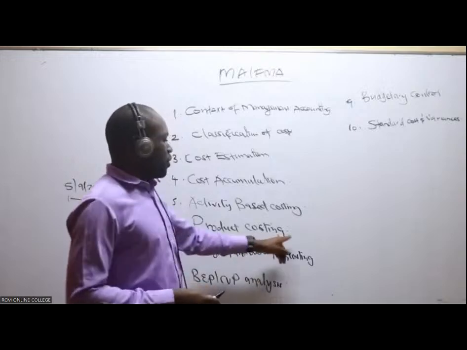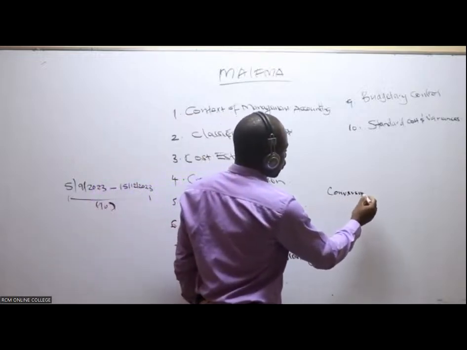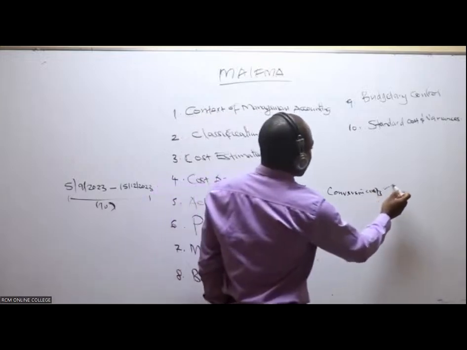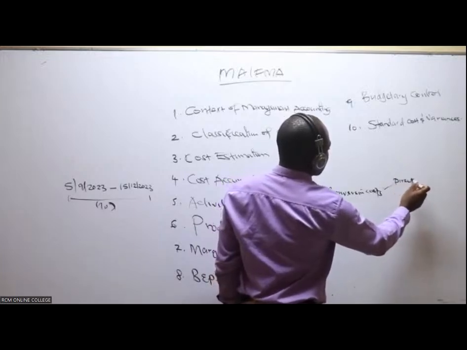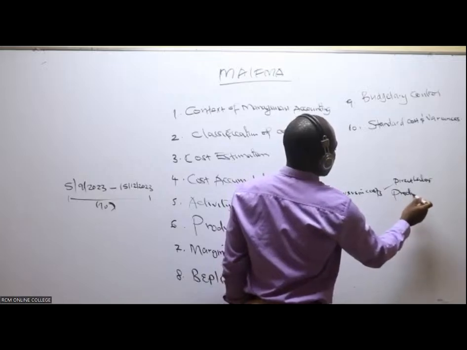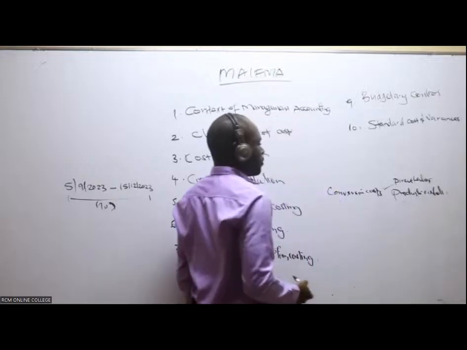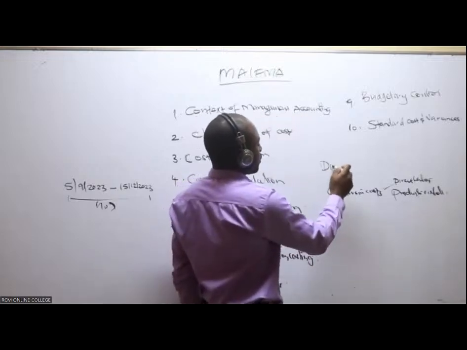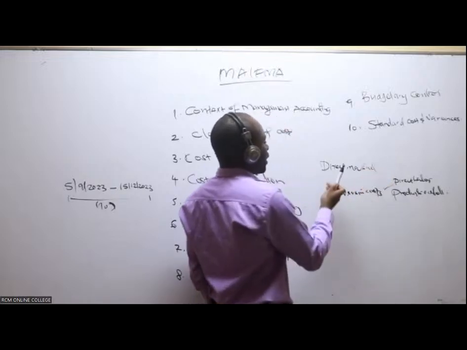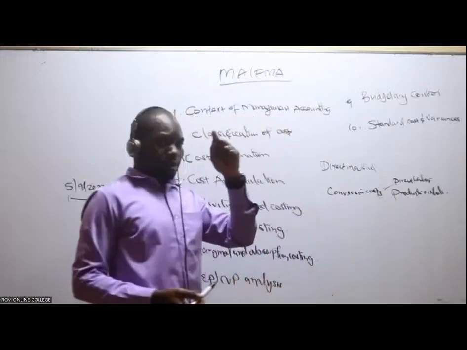So here, you're even going to get something called conversion costs. This conversion cost entails direct labor and production overheads. And then here we have direct material. Remember, direct material, if you add to direct labor, gives us what we call prime cost.